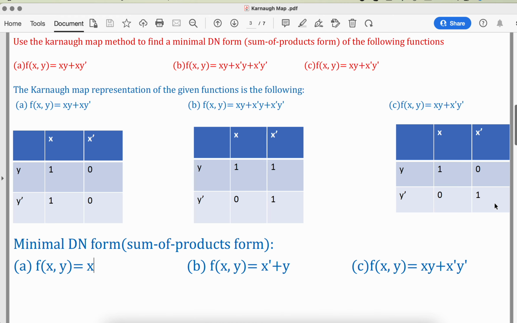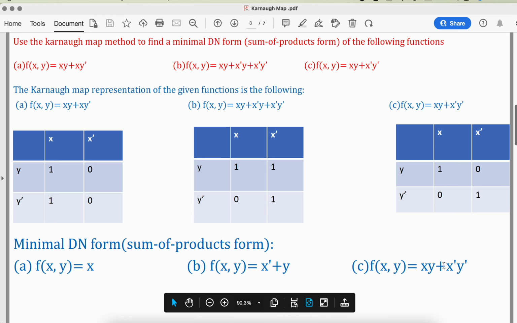Now we observe that the given function consists of two isolated squares. One is this square and one is this square, which represent xy and x'y'. So from this function the resulting function is xy + x'y', and it is the minimal form of this function.